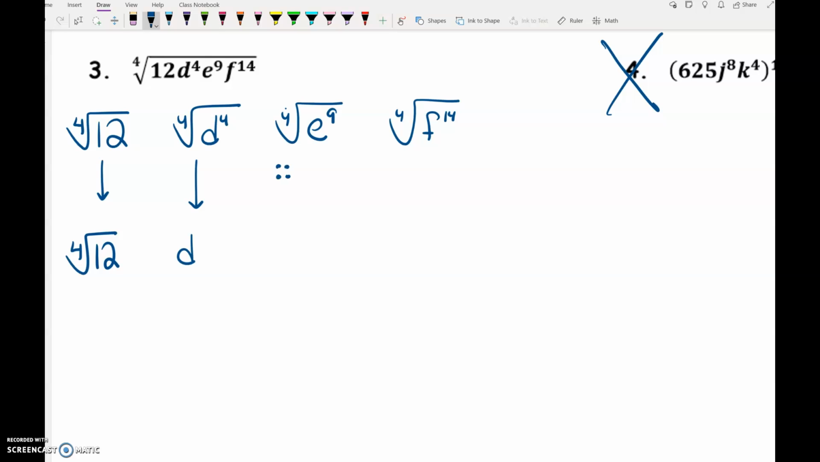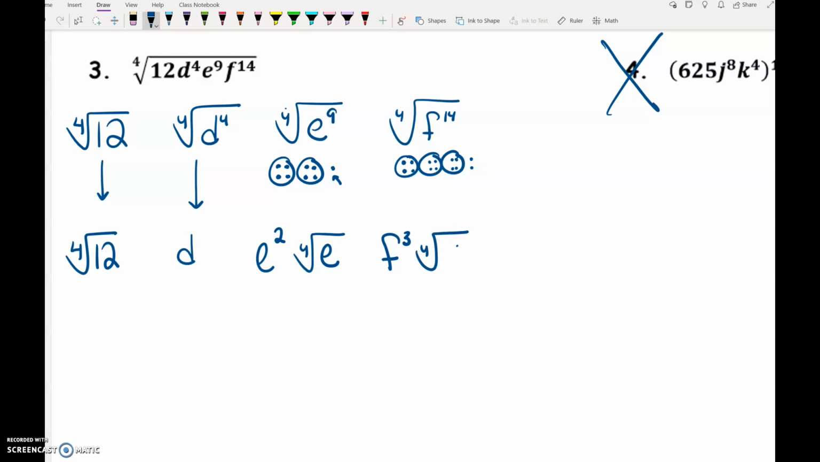So 1, 2, 3, 4, 5, 6, 7, 8, 9. I have 2 full groups of 4, so that's e squared. 2 full groups, e squared. And 1 left over, so 1 is still stuck under the radical. F to the 14th. 1, 2, 3, 4, 5, 6, 7, 8, 9, 10, 11, 12, 13, 14. I have 3 full groups, so f cubed. And 2 still left over under the radical.